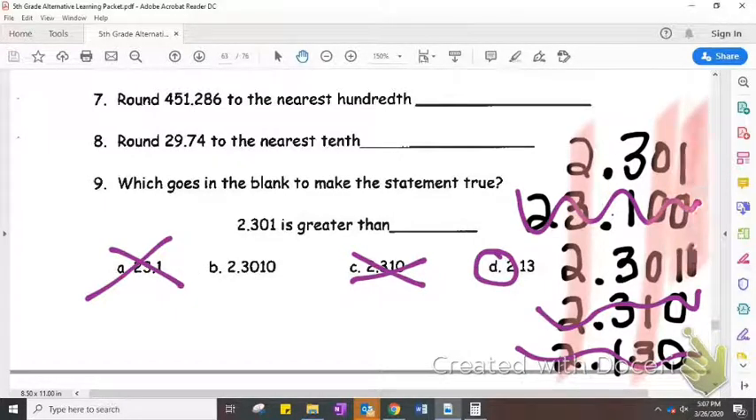Let's go to the 10,000ths place. 0 10,000ths and 0 10,000ths. They're just the same number. Okay? This number and this number are the same. You can add as many zeros and it doesn't change the value. So 2 and 301 thousandths is greater than 2 and 13 hundredths. But the other ones, it's less.